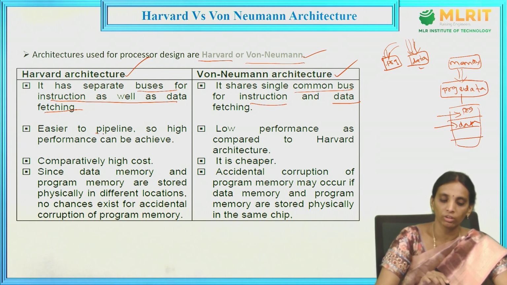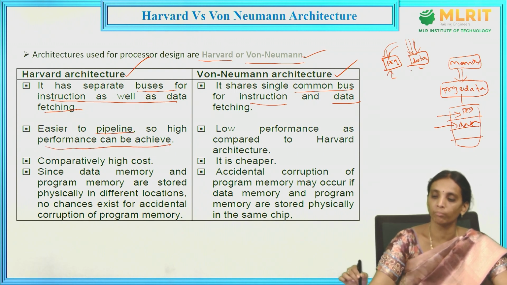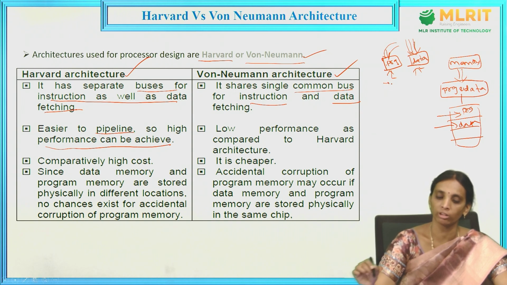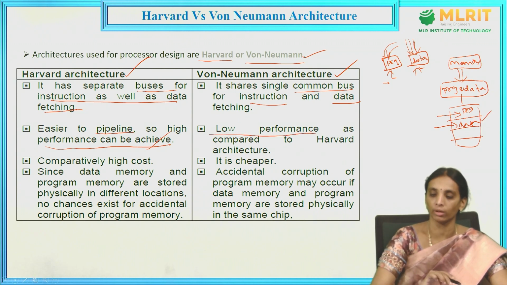In Harvard, it is easy to pipeline, so high performance can be achieved. As we have separate memories for program and data, we can implement the pipelining process in this architecture and hence the performance can be high. But in von Neumann, there is no possibility for the pipelining process, so it has low performance compared with the Harvard architecture.